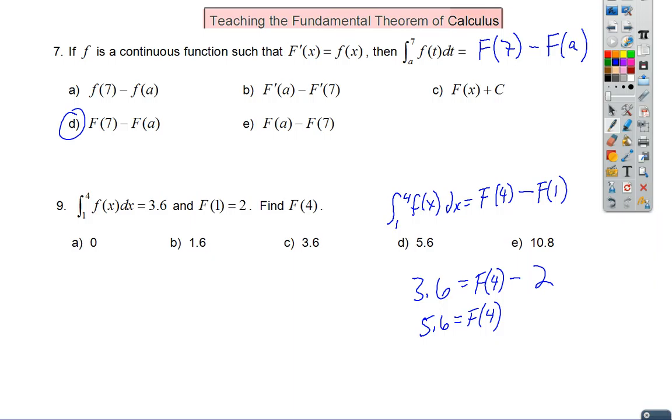Did you get it? I want to show you something, because you're going to use the fundamental theorem of calculus. It says that the integral from 1 to 4 of f of x dx is equal to capital F of 4 minus capital F of 1. Well, then I can just substitute in. They tell me that this integral is equal to 3.6. I'm trying to find out what capital F of 4 is. They tell me capital F of 1 is 2. And solve for capital F of 4. Okay? Let's see what's next.